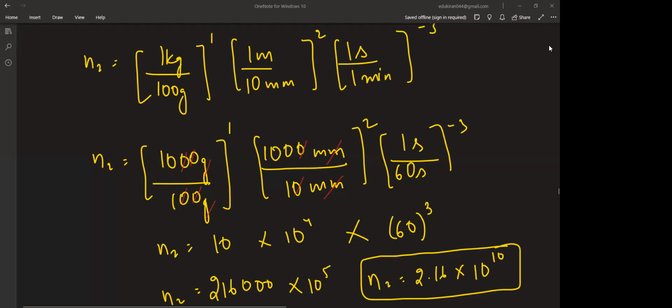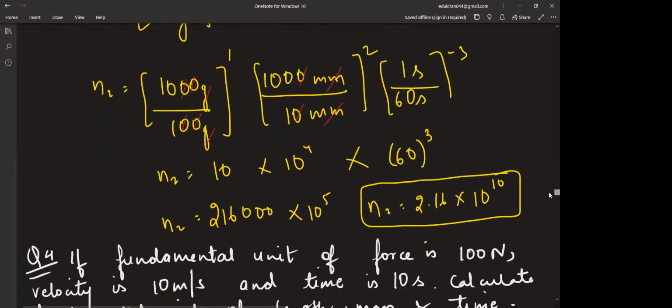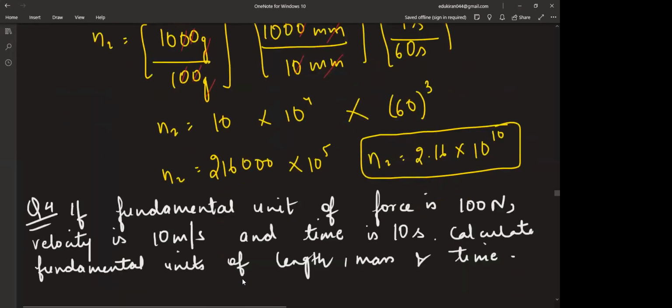Okay, this will be the last question from this portion, dimensional analysis. So all of you write it and at least try it by yourself first. Fundamental unit of force is 100 Newton, velocity is 10 meter per second, time is 10 seconds. Calculate fundamental units of length, mass, and time. At least try this question. Then I'll discuss it in 2 minutes. All those who will get their answers, write it in the chat column.